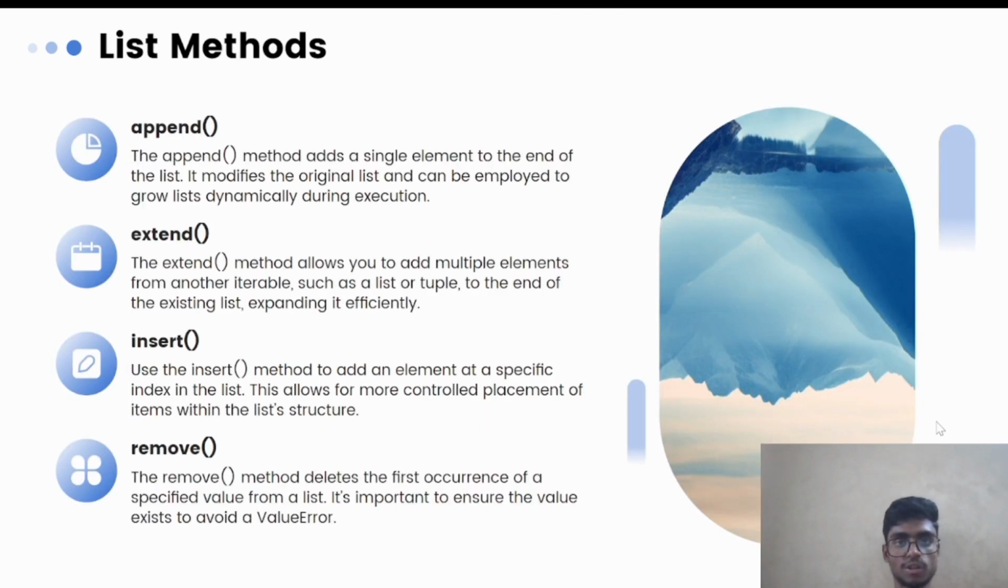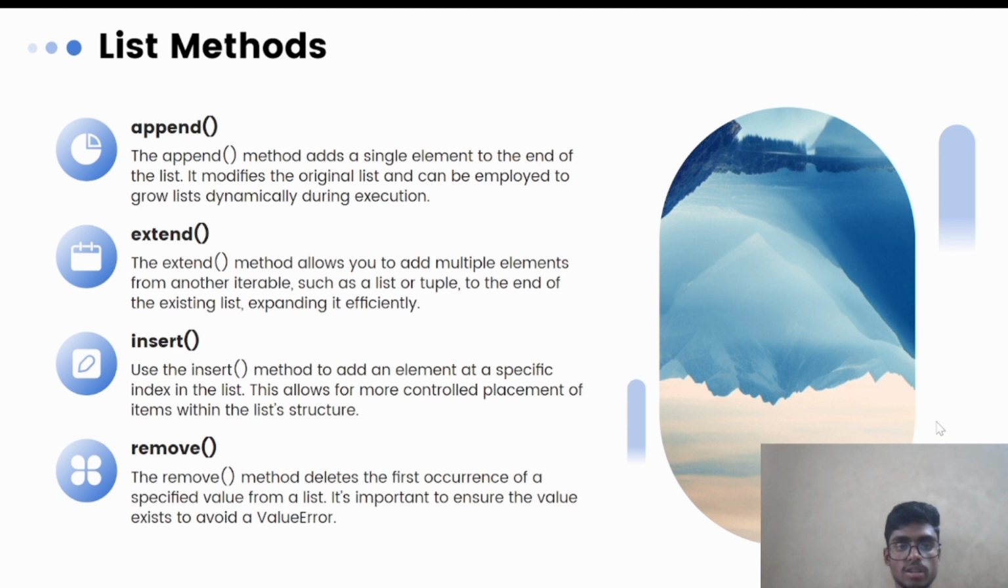List methods. There are four types: append, extend, insert, remove. The append method adds a single element to the end of the list. It modifies the original list and can be employed to grow a list dynamically during execution. Extend: the extend method allows adding multiple elements to the end of an existing list. Insert: use the insert method to add an element at a specific index in the list. This allows for more controlled placement of items within the list structure.